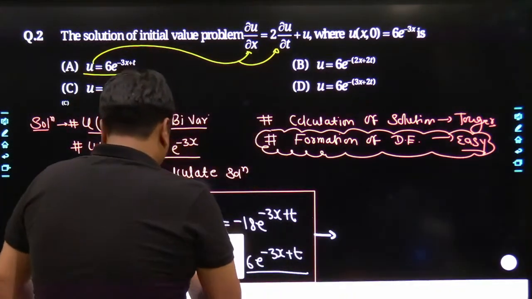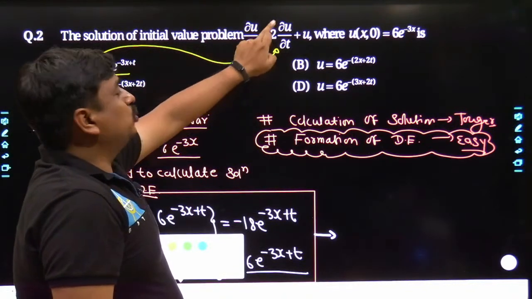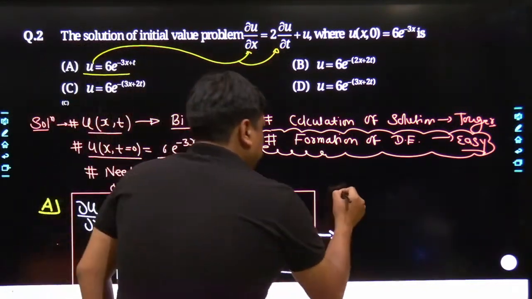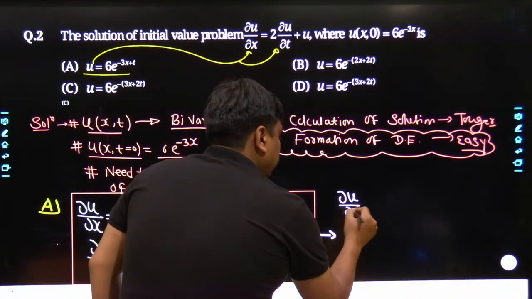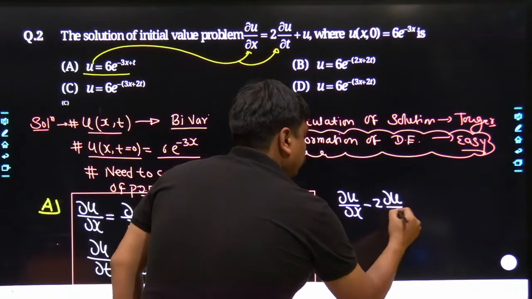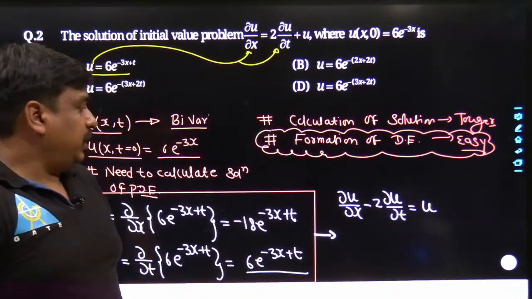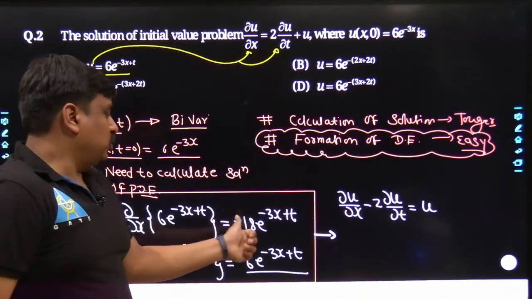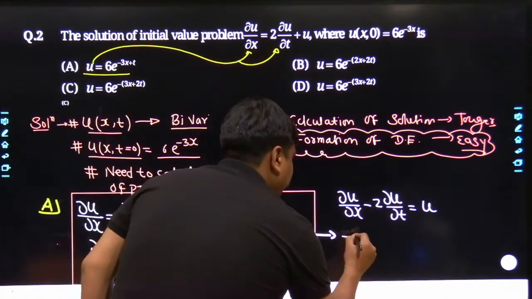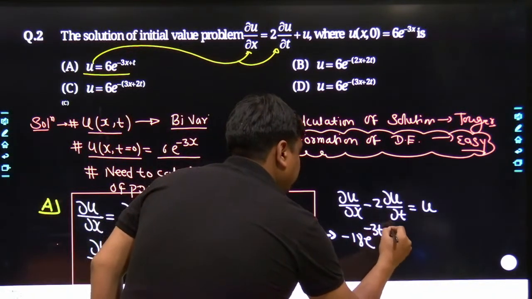Tell me what would be the value of u now? The u is simply going to be ∂u/∂x minus 2 times ∂u/∂t, and here goes u. Agreed? What is the ∂u/∂x? You yourself would be able to visualize it. It's a minus 18 times e to the power of minus 3x plus t.